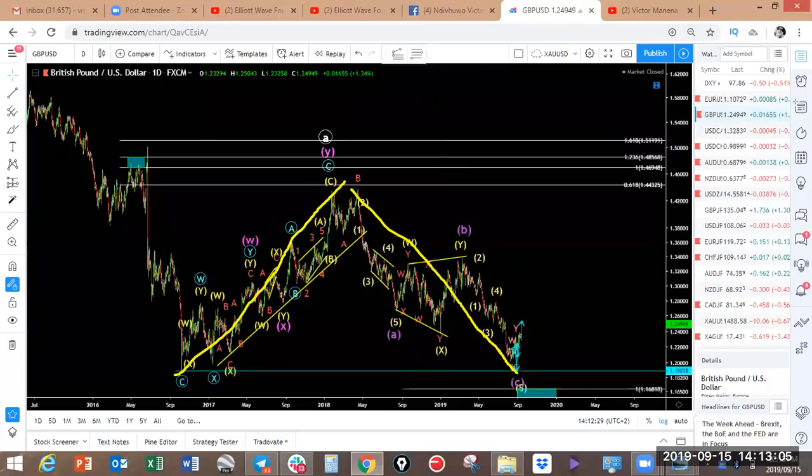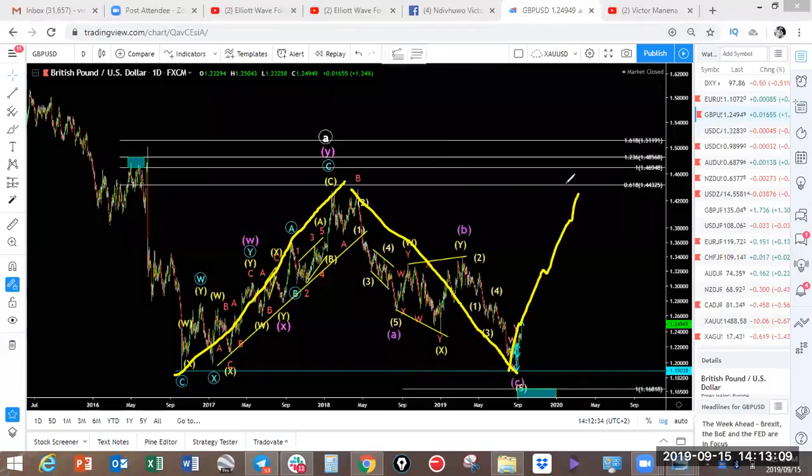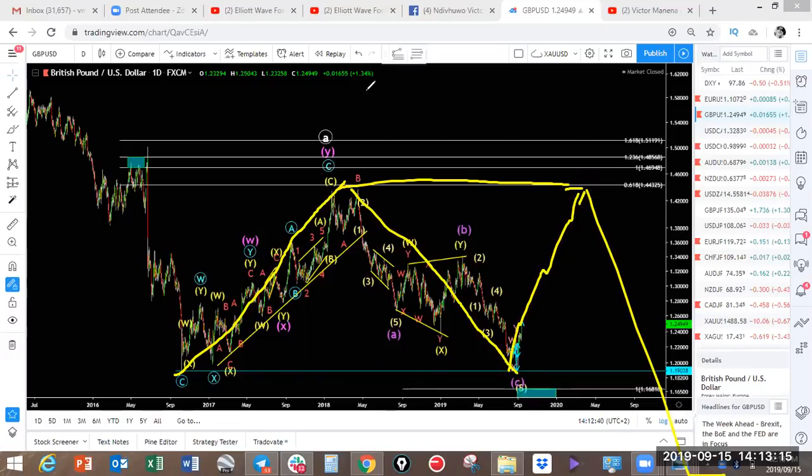So there's no rule that says it must break that, because that can still make a structure like this. Now you could be looking for a big move to the upside on the pound pair that does this before we come down. So we did say that there are 2 options, that this could break from here and just continue lower.